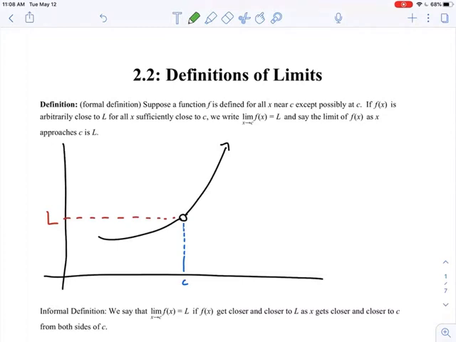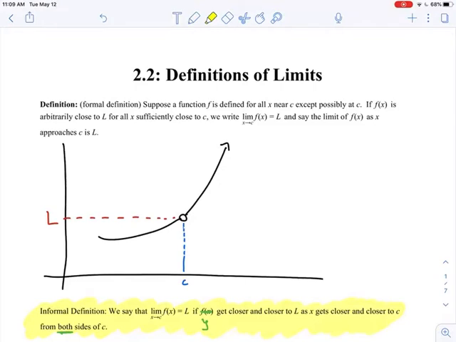What I would focus on for this is mostly this informal definition down here. I think this is a lot easier to understand, and this is how I think about limits. So our informal definition that we're going to use going forward says that the limit as x approaches c of f of x equals L if f of x, and remember that when we say f of x, it might be helpful to think about the y value of your function, gets closer and closer to L as x gets closer and closer to c from both sides of c. This is going to be really, really important.